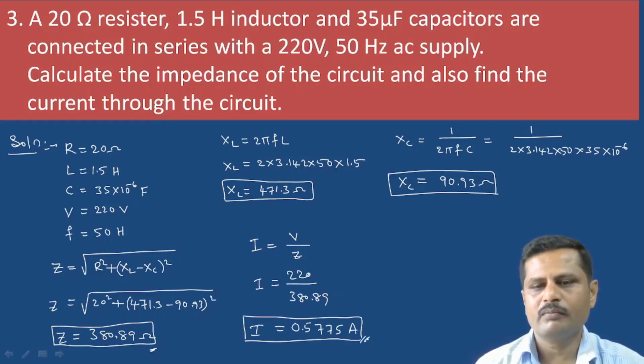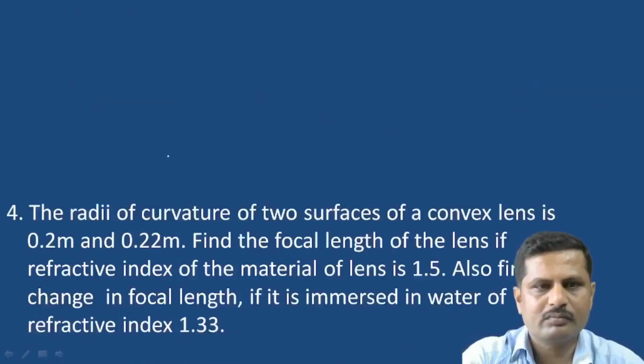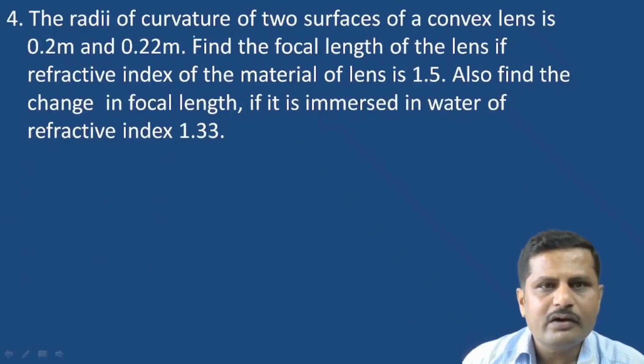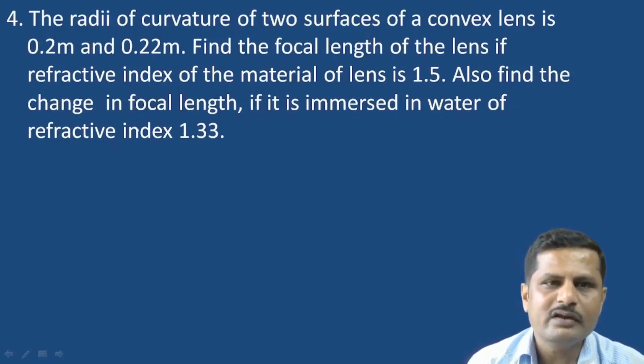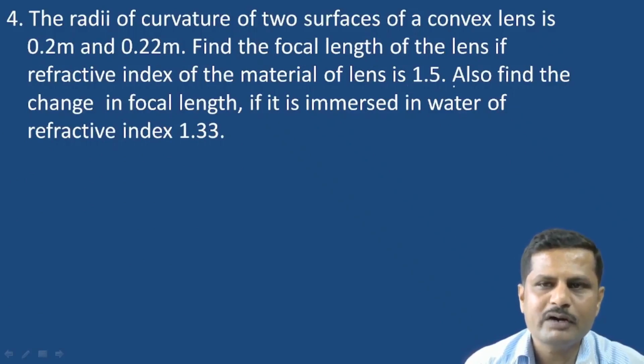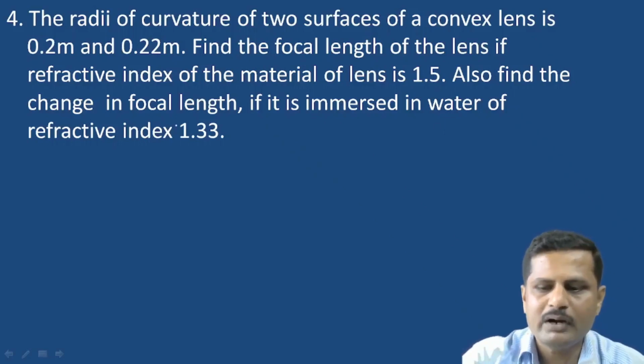Okay. Moving to the next question, that is: the radii of curvature of two surfaces of a convex lens are 0.2 meter and 0.22 meter. Find the focal length of the lens if the refractive index of the material of the lens is 1.5. Also find the change in focal length if it is immersed in water of refractive index 1.33.